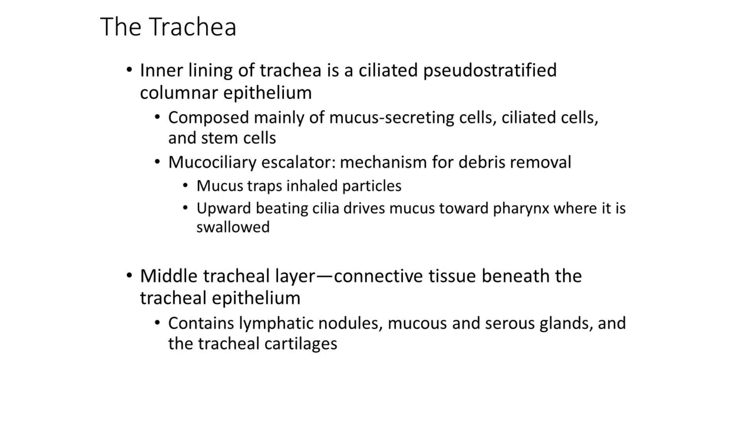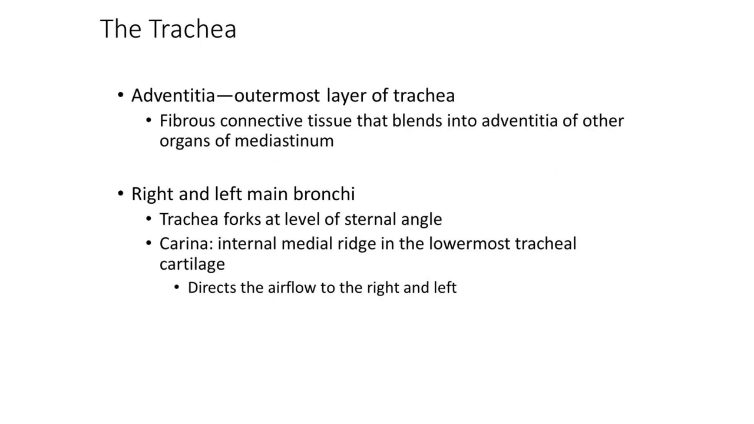You also have a middle tracheal layer, and this is connective tissue beneath the tracheal epithelium. This contains the lymphatic nodes, mucus and serous glands, and the tracheal cartilages. The adventitia is the outermost layer of the trachea, and this is a fibrous connective tissue that blends into the adventitia of the other organs of the mediastinum.